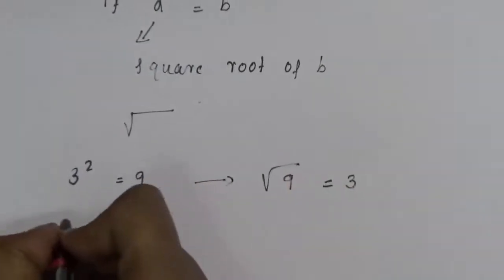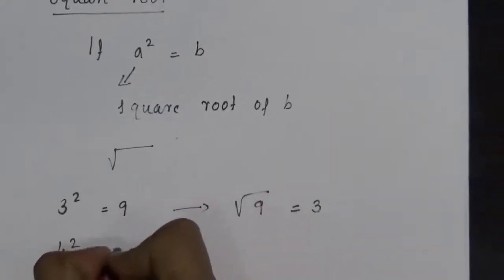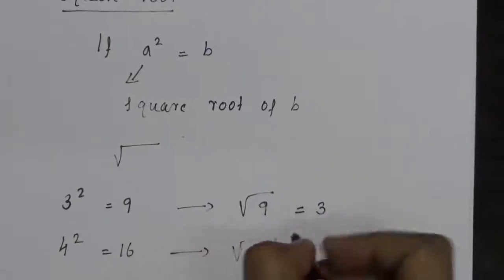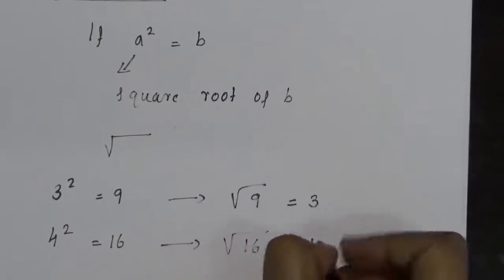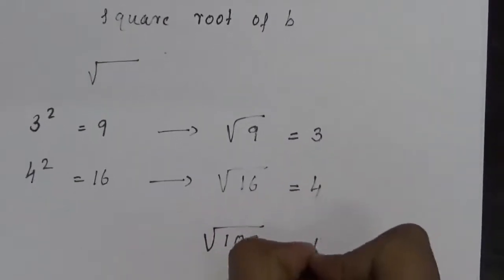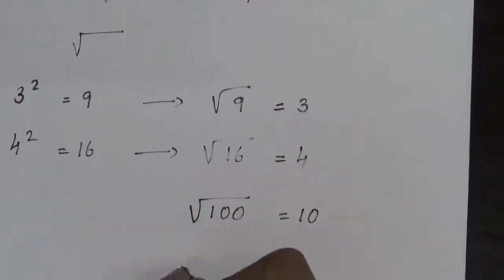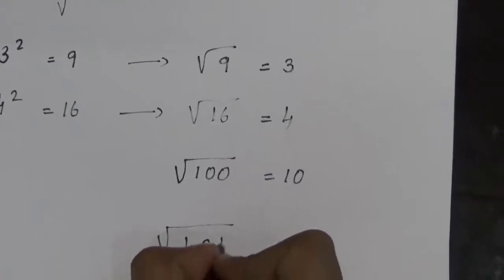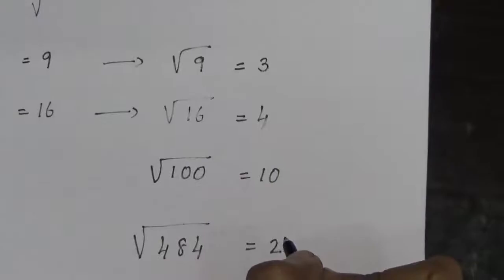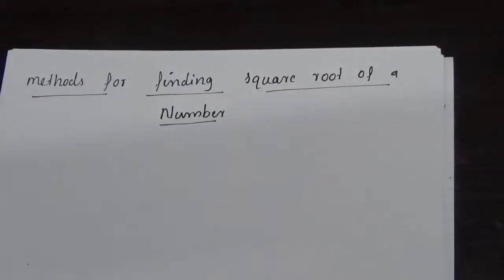And we know that 4 square is equal to 16, so I can write root 16 is equal to 4. Now what about root 100? Root 100 is equal to 10. Now what about root 484? Root 484 is 22.